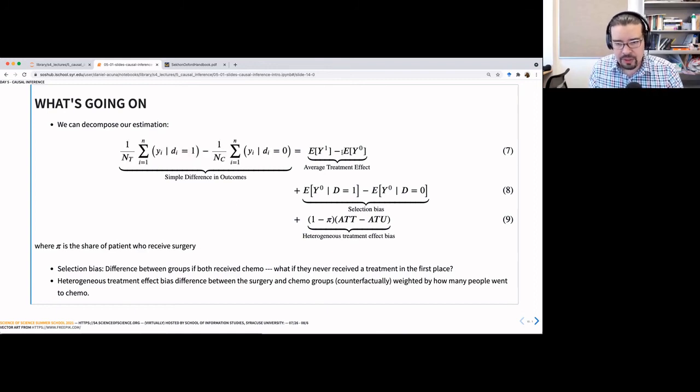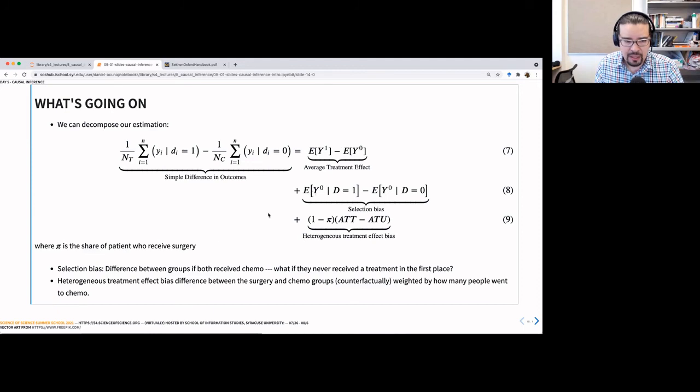Now, what are these two terms? Selection bias is what I was mentioning. Sometimes there are differences between the groups that get the treatment. Basically, you get the treatment because of something else, not because you were assigned to it randomly, but because you went to the doctor and you got the treatment. And so the people that don't get the treatment are a different type of population compared to the people that did get the treatment. So you have this selection bias.